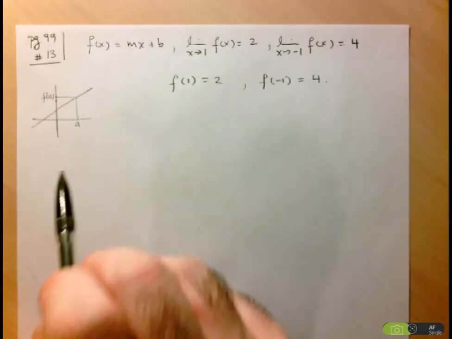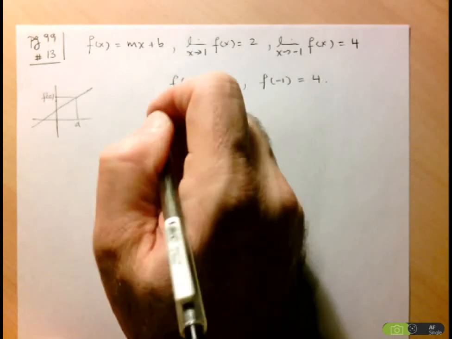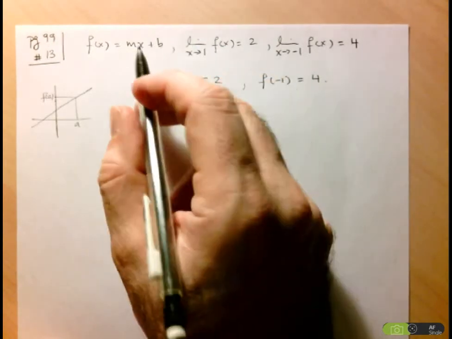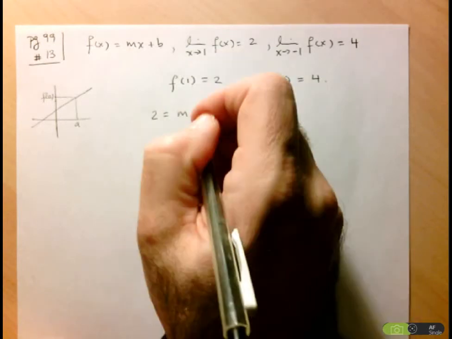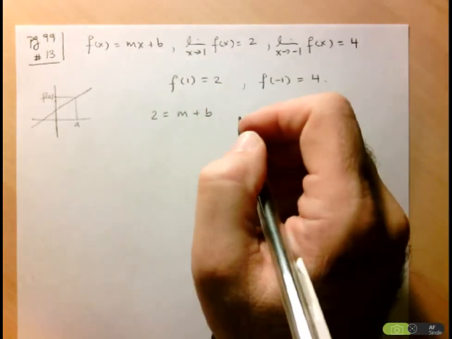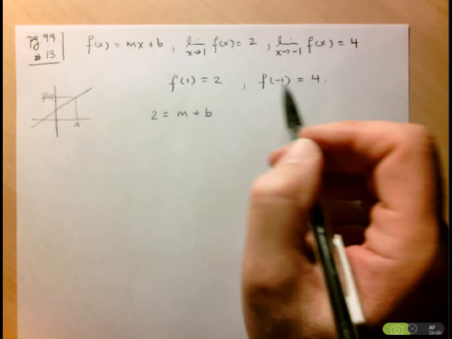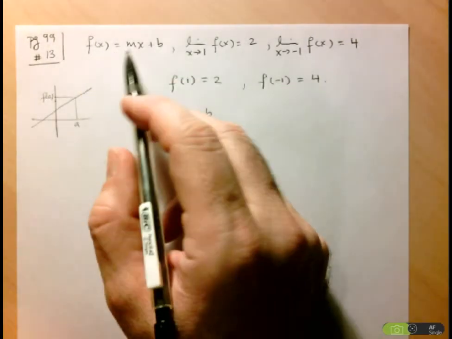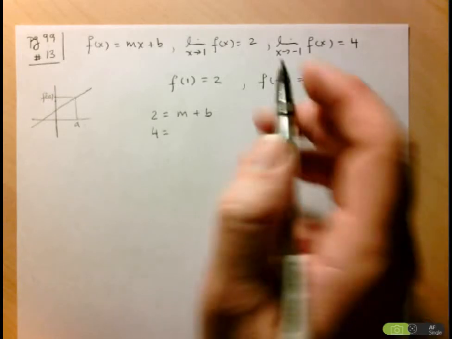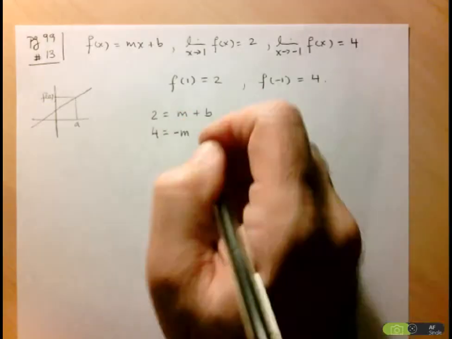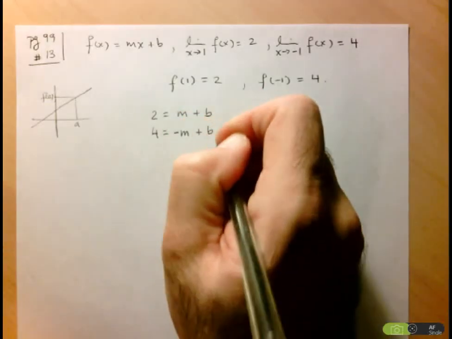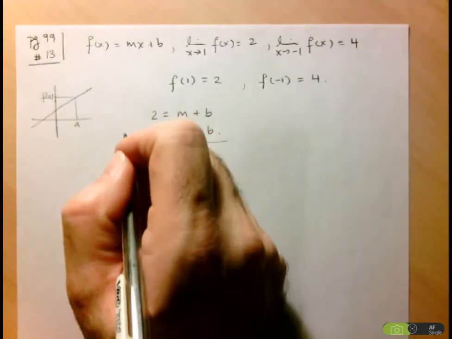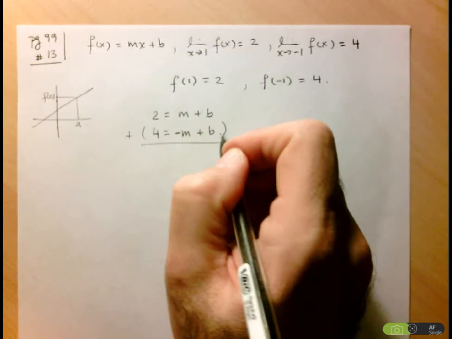So let's input this into the equation. The y value, f at x, is 2, which equals m times x, which is 1, so just m, plus b. And then from the second piece of information, the y value is 4, and that's equal to m times x. In this case x is negative 1, so negative m plus b. Here we have a fairly simple system of equations, so we'll just add them, which seems the best thing to do.